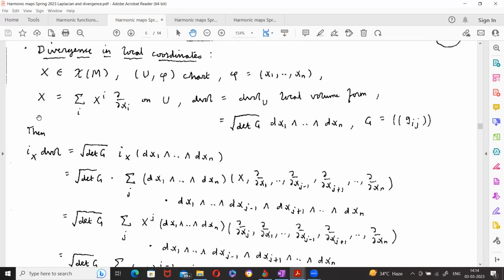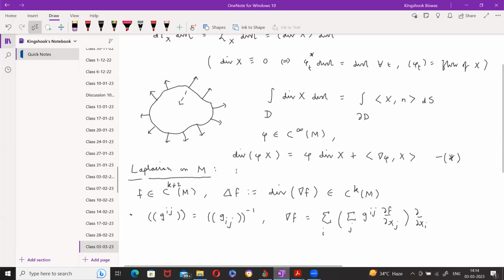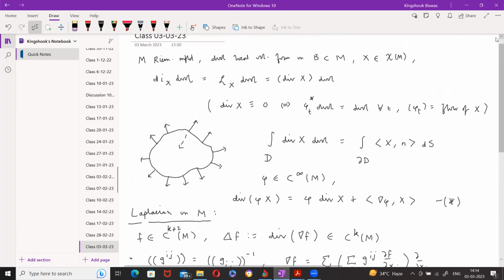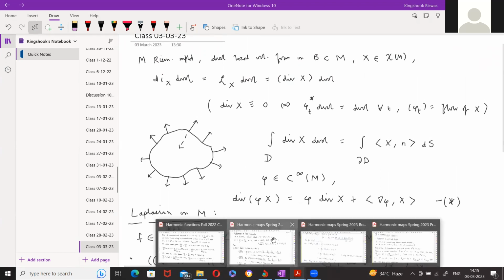So we know that the divergence is defined using the Lie derivative of the volume form, which is given by Cartan's formula by d of i_X dvol. So we need to compute this d of i_X dvol, right? So let's first compute i_X dvol, the interior contraction i_X dvol.